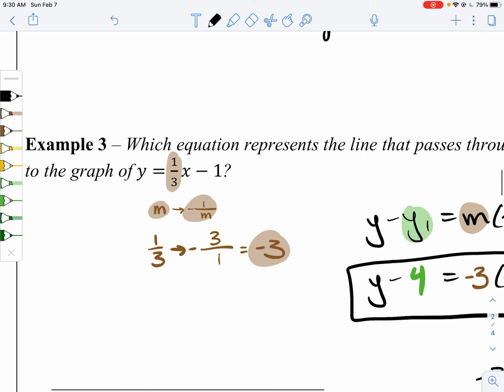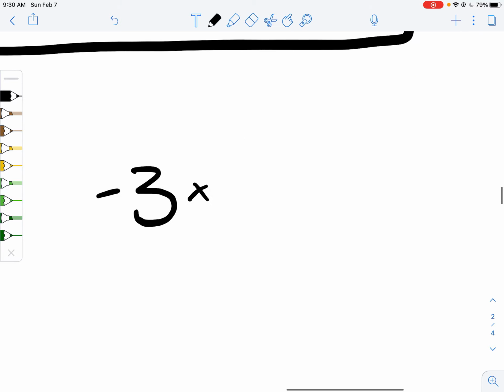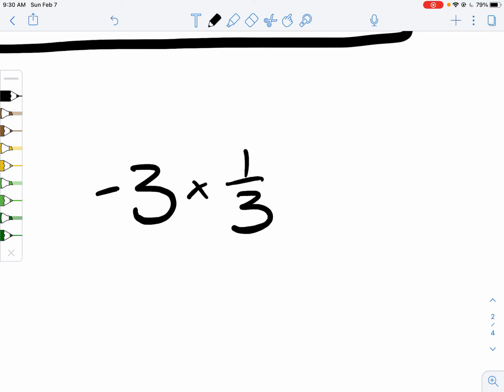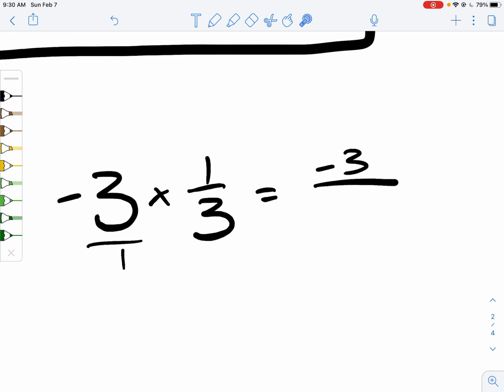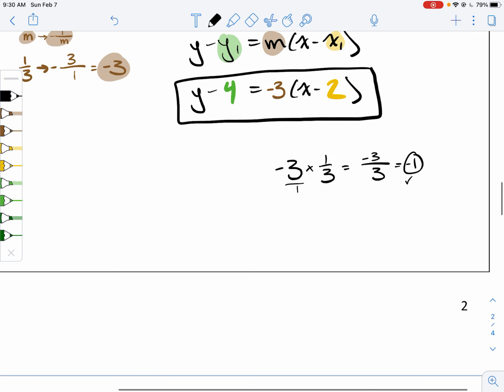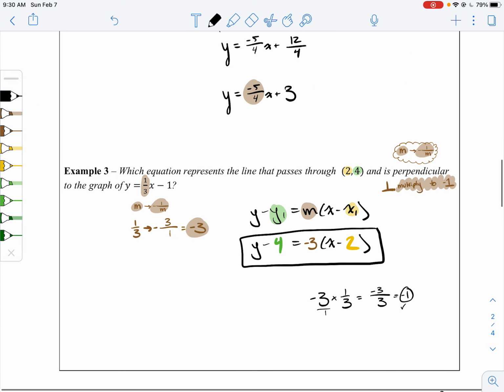And here, our slope is 1/3. So -3 times 1/3, well, that's the same as -3/1. We multiply across to get -3 over 1 times 3, which is 3. -3 divided by 3 is -1. Yeah, we did it. Let's add that to our cheat sheet somewhere.